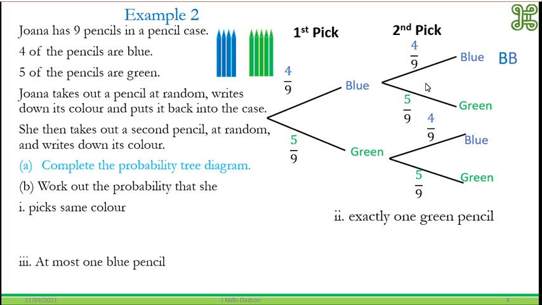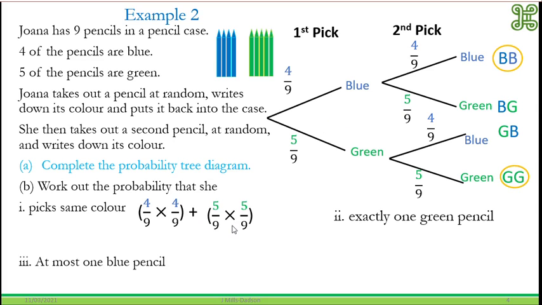Let's label our branches. So this is the labeling. Pick the same color. Okay, we have blue and blue and green and green. So these are the 2 options. Work each out. Blue and blue is 4/9 times 4/9. Green and green is 5/9 times 5/9. That gives us 41/81.